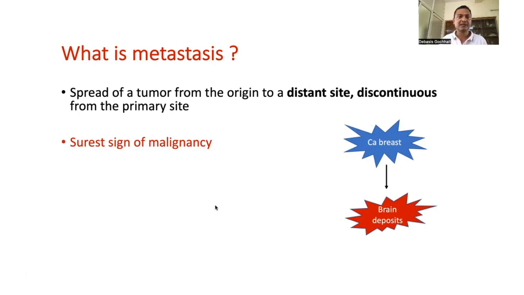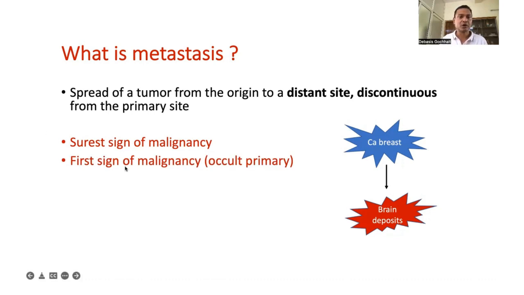What does that mean? That means that if we have metastasis, or if we have a tumor which is located at a distant site, discontinuous from the primary tumor, that tells us that the tumor is malignant. Uncommonly, it is the first sign of malignancy, or otherwise called as occult primary. Now, what does occult primary mean? Here it means that the primary tumor may not be evident and the patient presents with secondary symptoms.